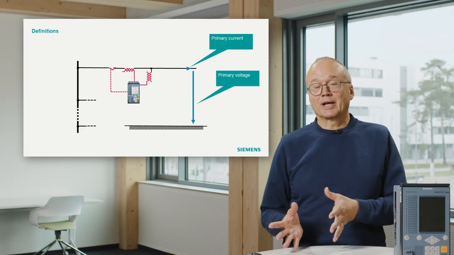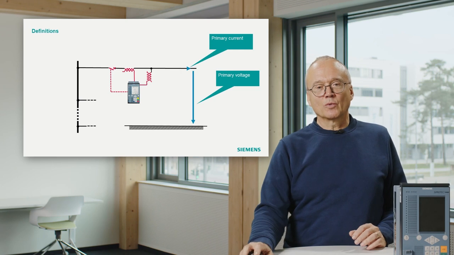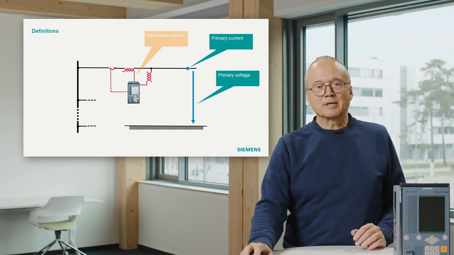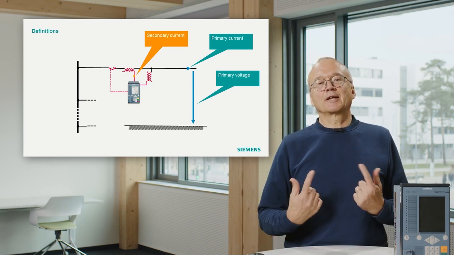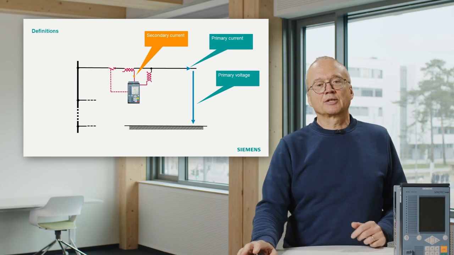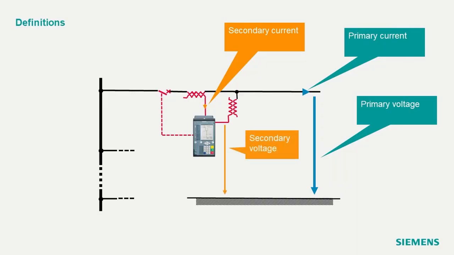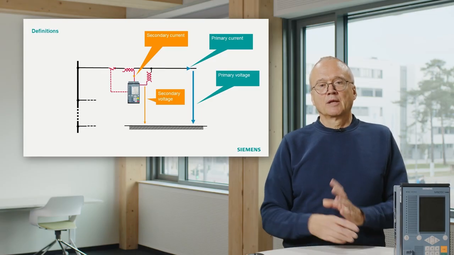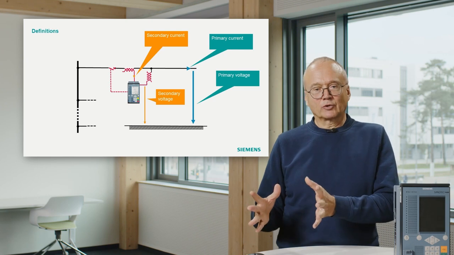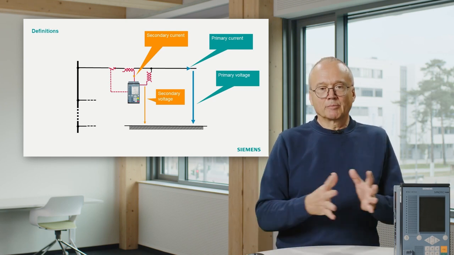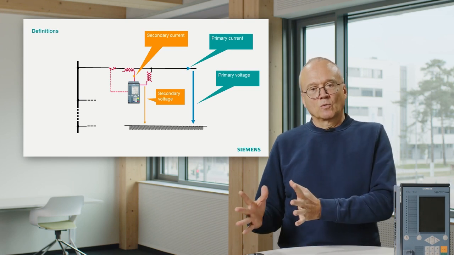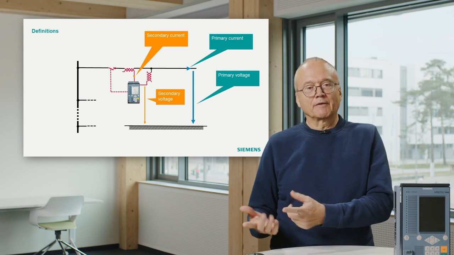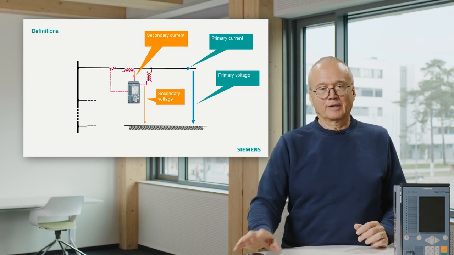As discussed, we cannot connect that directly to our devices. We use current and voltage transformers. That means we also have a current which flows into the protection device, and that current is called the secondary current. And we also have a voltage which is seen or measured by the protection device, that is called the secondary voltage. That means if we talk about electrical quantities, we must distinguish between primary side and secondary side. But it also means if we talk about settings, we can talk about settings in terms of primary values or settings in terms of secondary values.